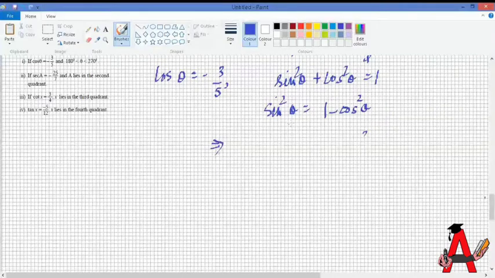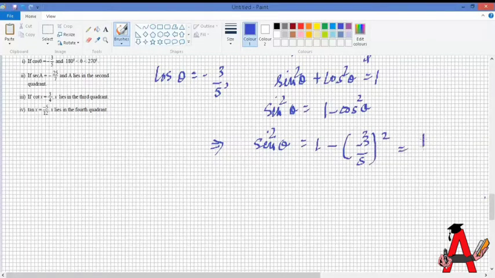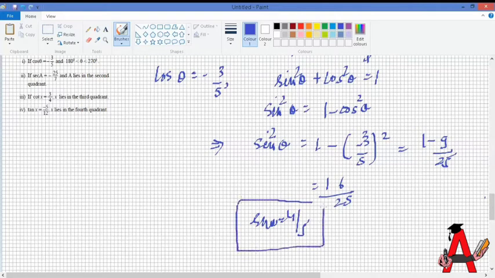Therefore, sine square theta can be written as 1 minus minus 3 by 5 square, which is equal to 1 minus 9 by 25, which is equal to 16 by 25. So sine theta will be equal to root of this, which is 4 by 5. But you have to remember the signs. Now in the third quadrant, both are negative. You have to put a negative sign, that is minus 4 by 5.